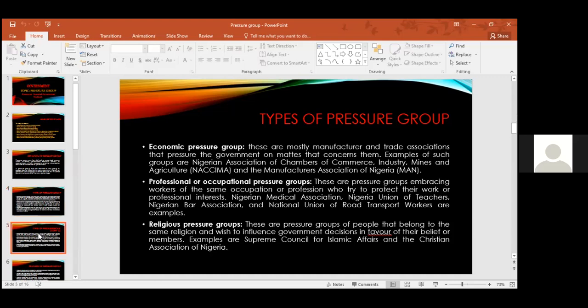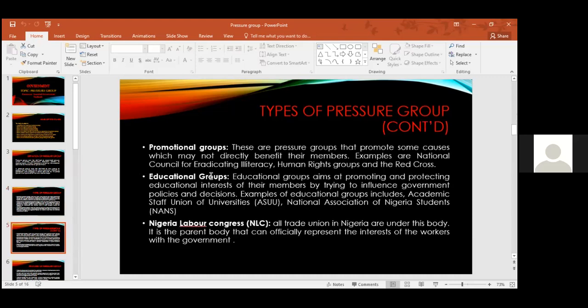Let's move to the next one. We have promotional groups. Promotional groups are a group of people that come together for a particular purpose. For example, human rights groups such as CDHR is actually a promotional group. This is an example of a pressure group. Another example is the Red Cross. The Red Cross is also a group that comes together for a purpose. So promotional groups are a group of people that come together just for a purpose.